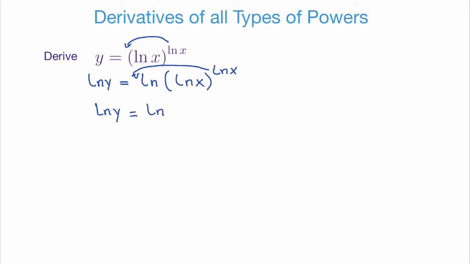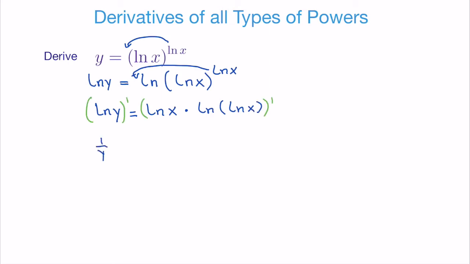In our next example, we're going to continue practicing how to derive a function to a function, and here we have y equals ln x to the ln x. Go ahead and apply ln on both sides. Ln y equals ln of ln x to the ln x. The ln x comes multiplying to the front, so we get ln y equals ln x times ln of ln x, and we derive both sides.